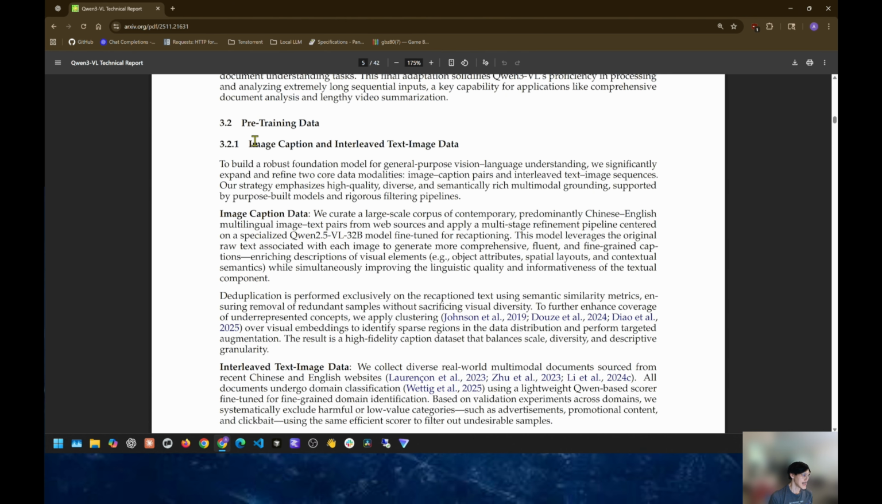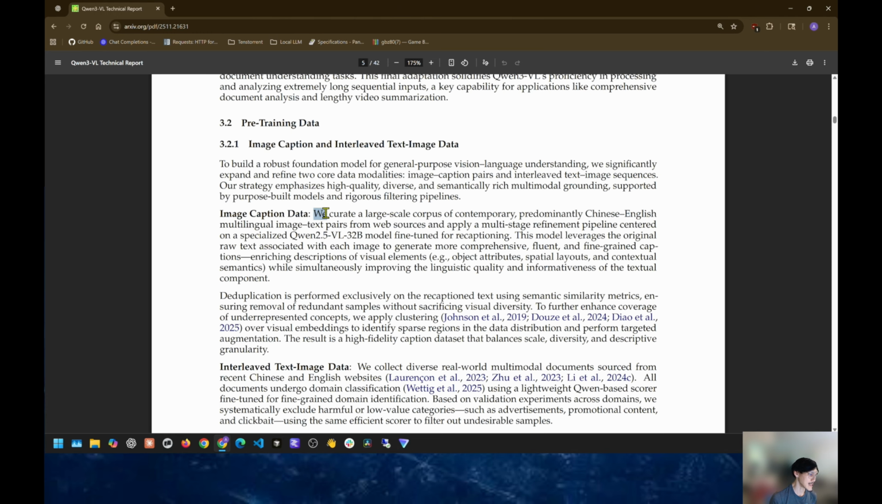Pre-training data. Image caption and interleaved text-image data. To build a robust foundation model for general-purpose vision language understanding, we significantly expand and refine two core data modalities: image caption pairs and interleaved text-image sequences. Our strategy emphasizes high-quality, diverse, and semantically rich multimodal grounding, supported by purpose-built models and rigorous filtering pipelines.